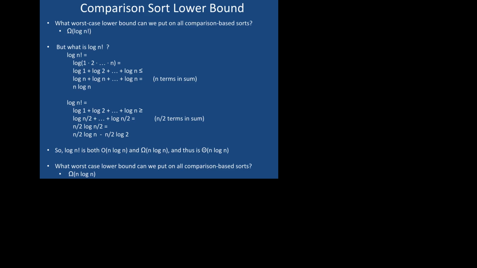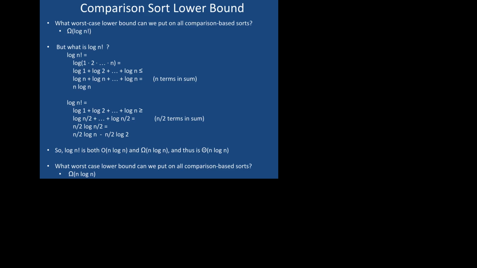Okay, let's think about that. What if I said the worst case lower bound we can put on all comparison-based sorts is omega of n log n? What would I be saying? Well, when I say omega, I'm saying the worst case would never be better than n log n. If I said theta, what would I be saying? Right. I would be claiming that the worst case for any comparison-based sorting algorithm is n log n.